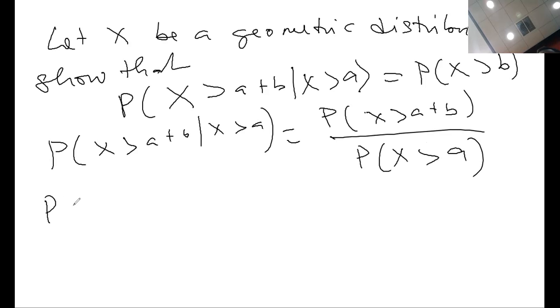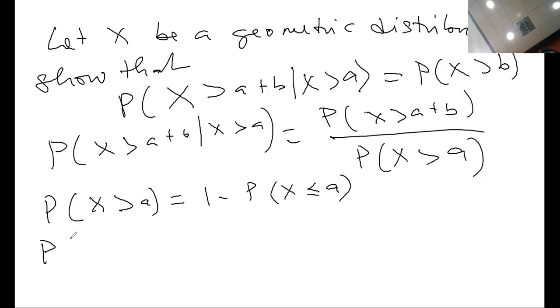Now, what is the probability that X is greater than A? It's equal to 1 minus the probability that X is less than or equal to A. Is this correct? The probability that X is greater than A is 1 minus the probability that X is less than or equal to A. Now we want to find the probability that X is less than or equal to A.